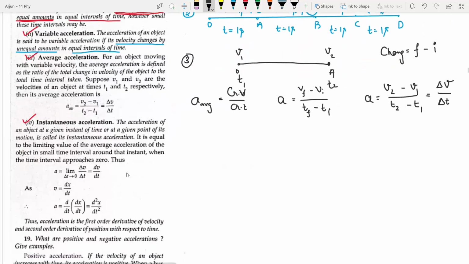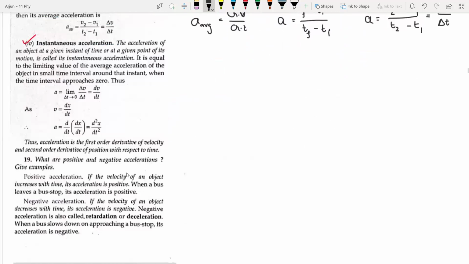Then we have instantaneous acceleration. What we have discussed in lecture 2, instantaneous speed and instantaneous velocity. So instantaneous acceleration. Instantaneous means at a given instant of time, at a particular time, right? So if you are calculating its acceleration at a particular time, it is instantaneous acceleration. So acceleration is equal to, we know, change in velocity upon change in time. And we are calculating acceleration instantaneously, meaning at the particular instant of time, so we are limiting that time value to 0.